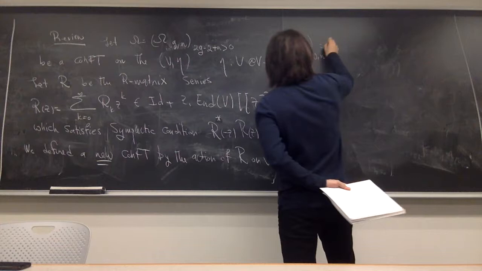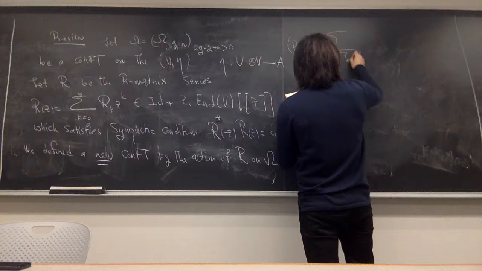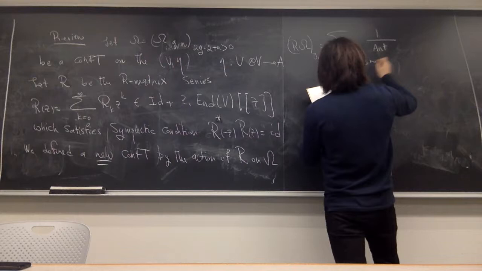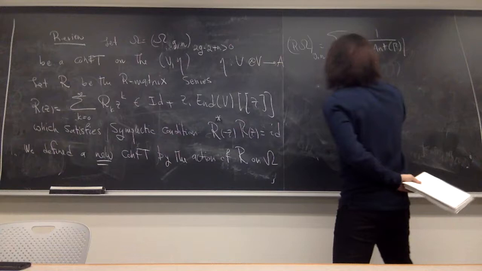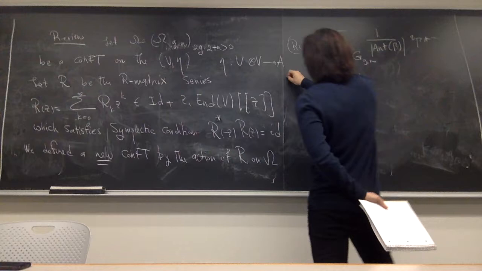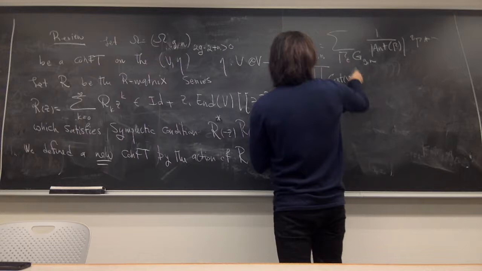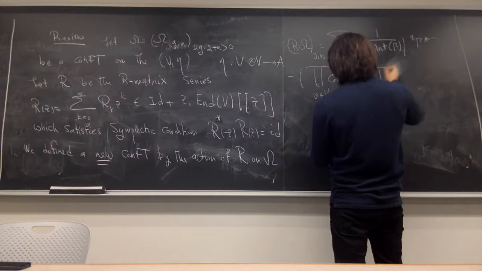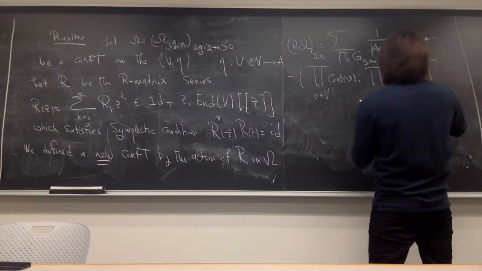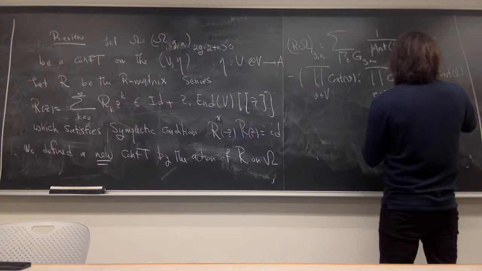It's a sum over stable graphs gamma, one over the order of the automorphism group of gamma, times I_gamma lower star of the remaining part, which is a product of the contribution of vertices of the graph, times a product over edges of my graph of the contribution of edges, and times a product over the legs of the contribution of legs.